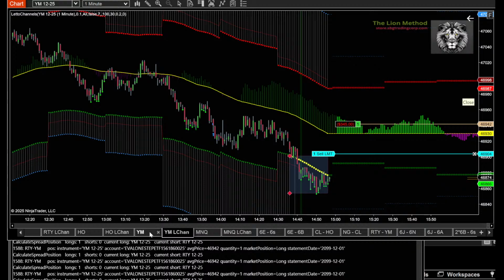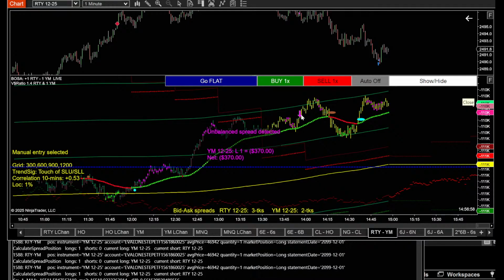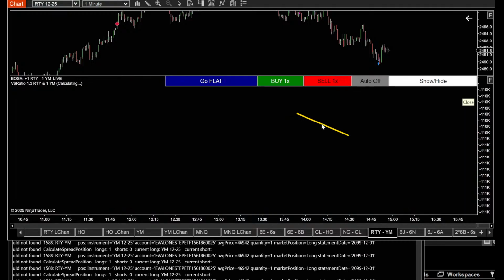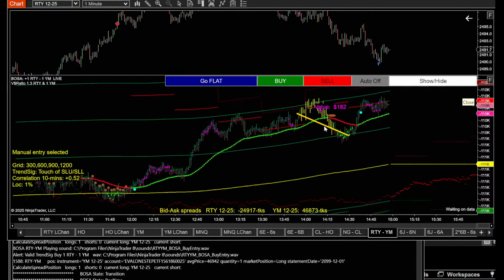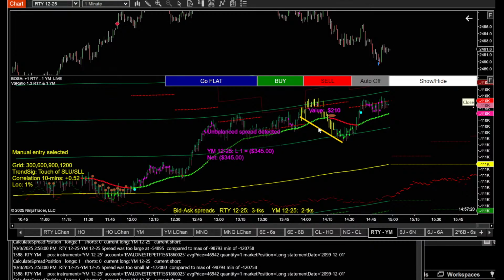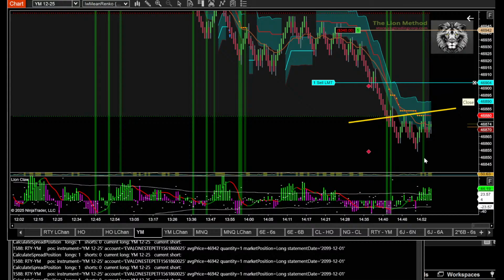So again, we legged out of our spread trade. Such a pretty spread trade, but it went against us. We were short from here. I think I had about 200 in profit right to there. Yeah, it was about 200. Yeah, 210. Could have got out with a 210 profit, but wasn't to be. We're looking for the YM to find some bottom and just pop up.